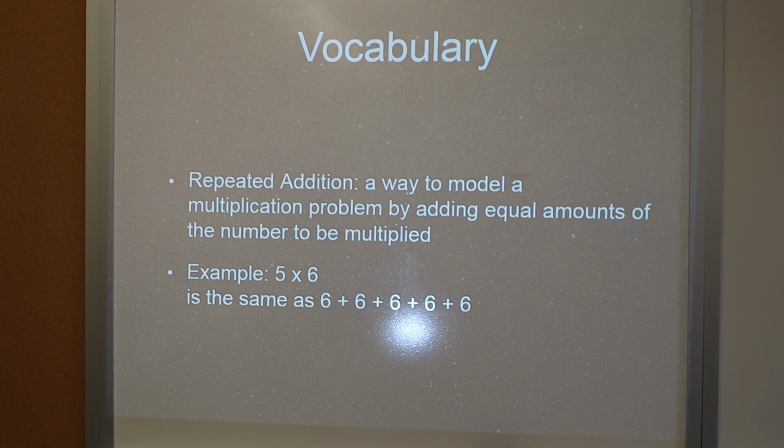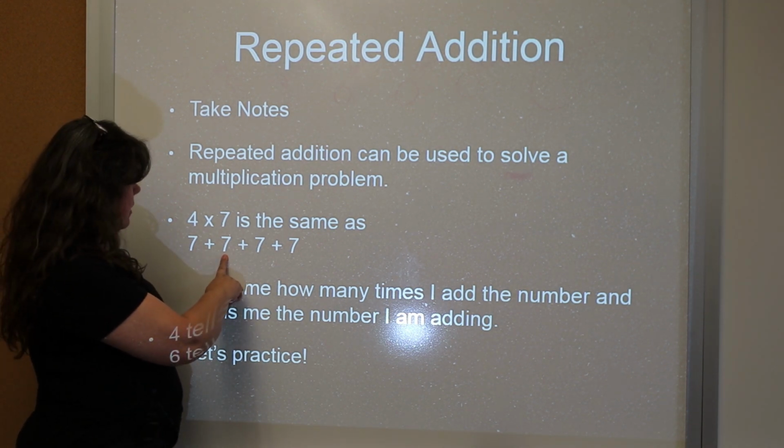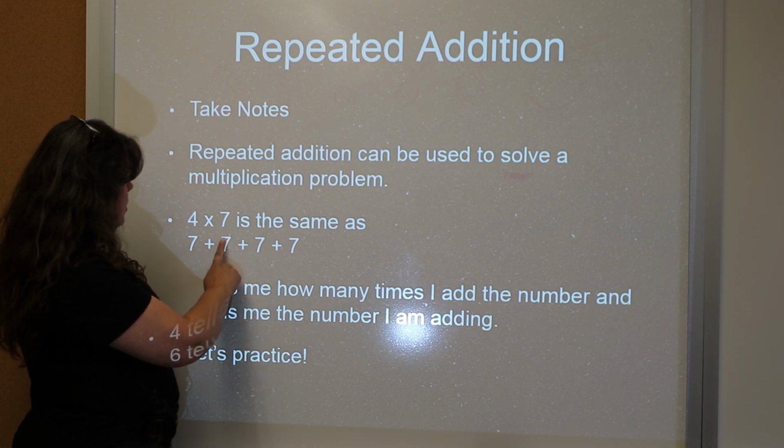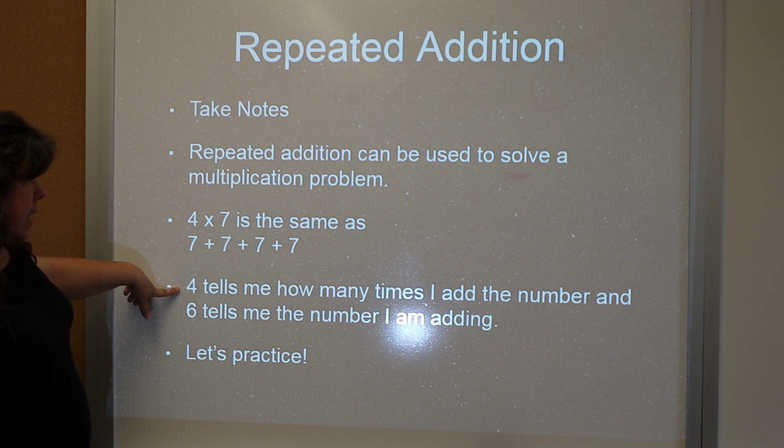So we're going to talk about repeated addition. It's a way to model a multiplication problem by adding equal amounts of the number to be multiplied. For example, we have 5 times 6. It's the same thing as having 6 plus 6 plus 6 plus 6 plus 6. That's repeated addition. You can take any notes you need at this point. Repeated addition can be used to solve a multiplication problem. So when we say 4 times 7, this is the same thing as adding 7 plus 7 plus 7 plus 7. I've added 7 one, two, three, four times. The 4 tells me how many times I add the number, and the 7 tells me the number I am adding. So let's go ahead and practice some of this.